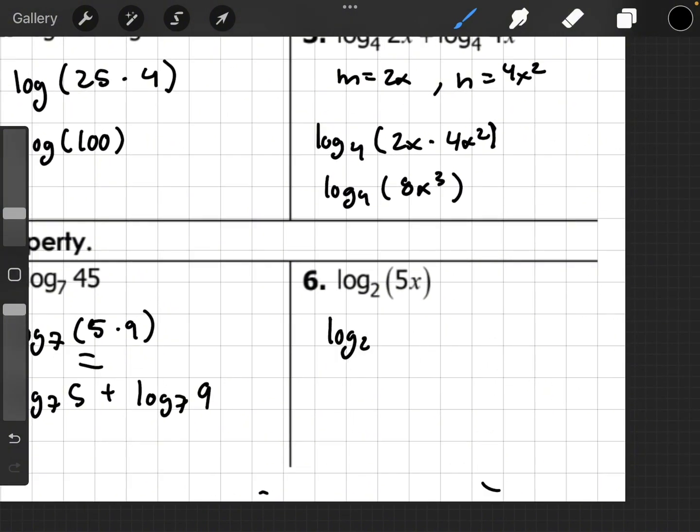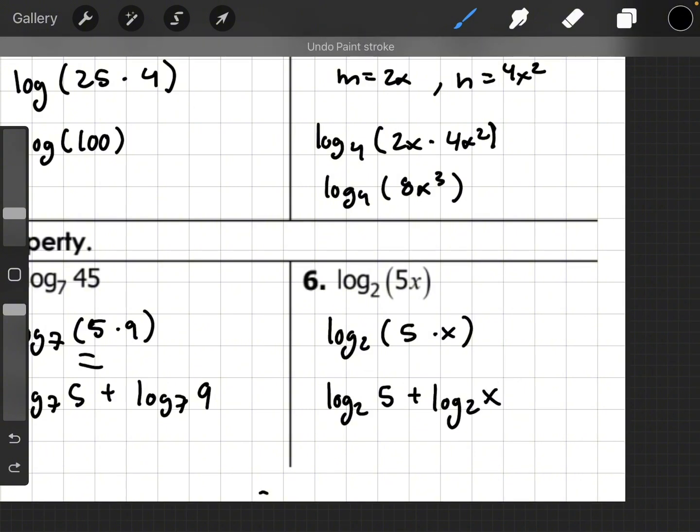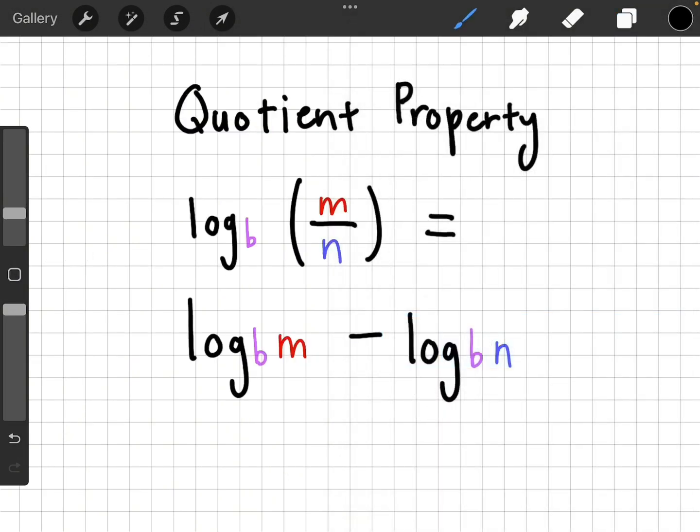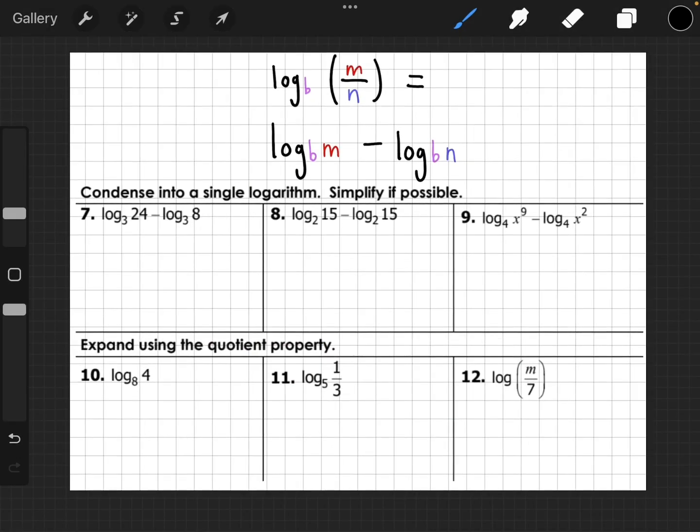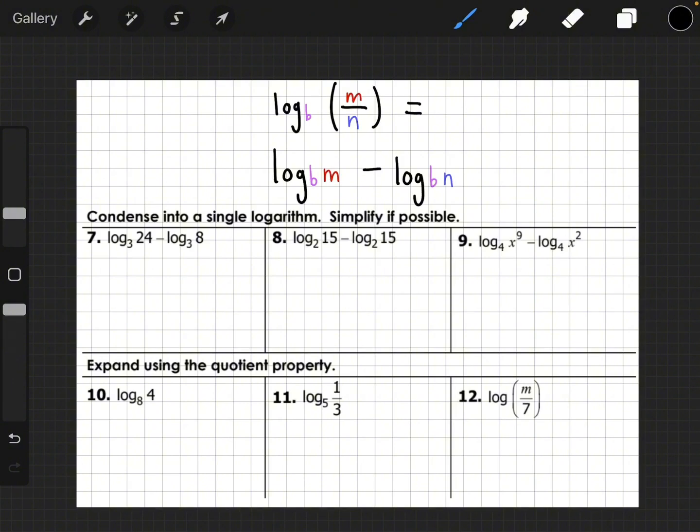Log base 2 of 5x, we can expand to 5 times x. So we can write log base 2 of 5 plus log base 2 of x. These are equal. The next property is the quotient property. So log base b of m over n equals log base b of m minus log base b of n. So here are some practice problems. First, we'll condense the logs into a single logarithm. So we'll go from this form to this form.